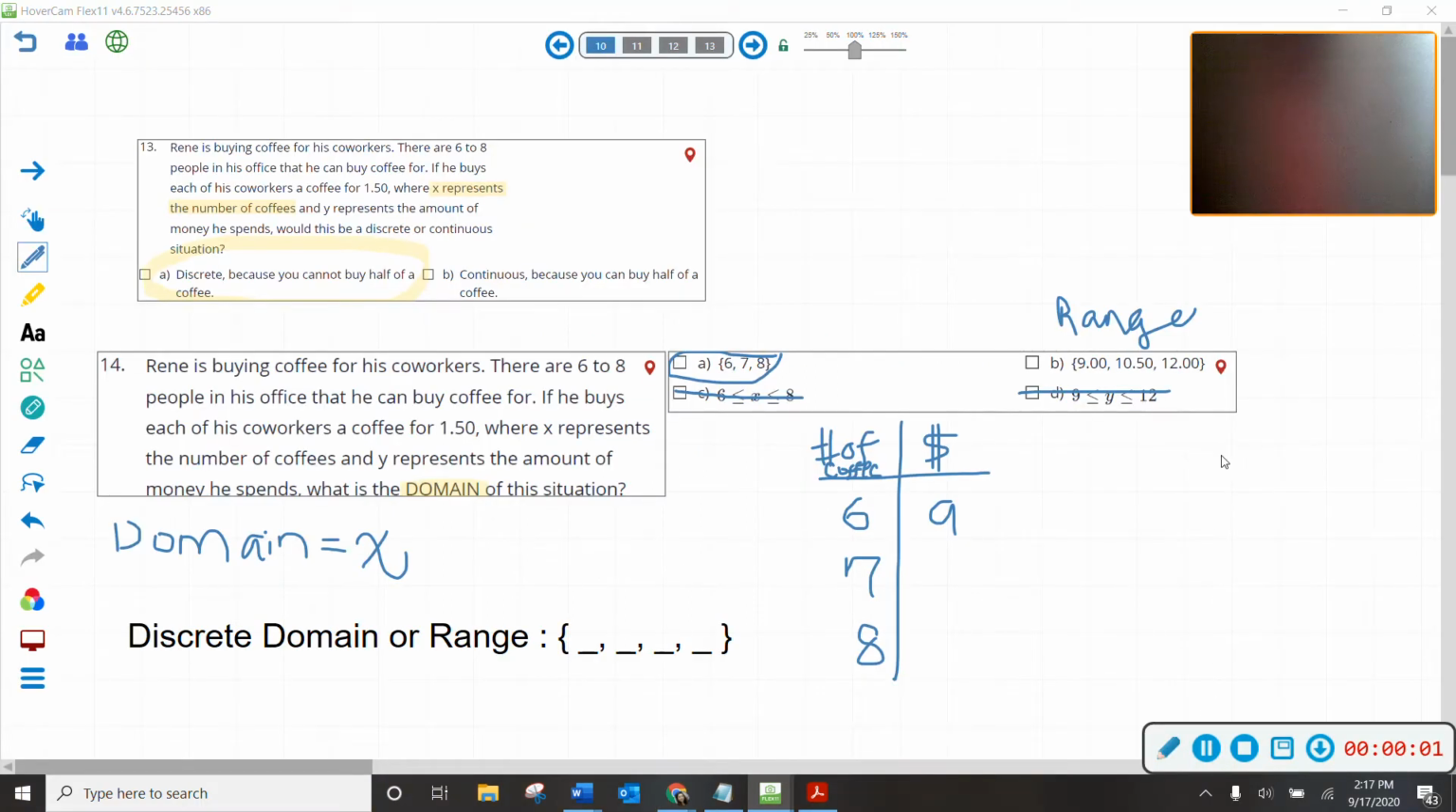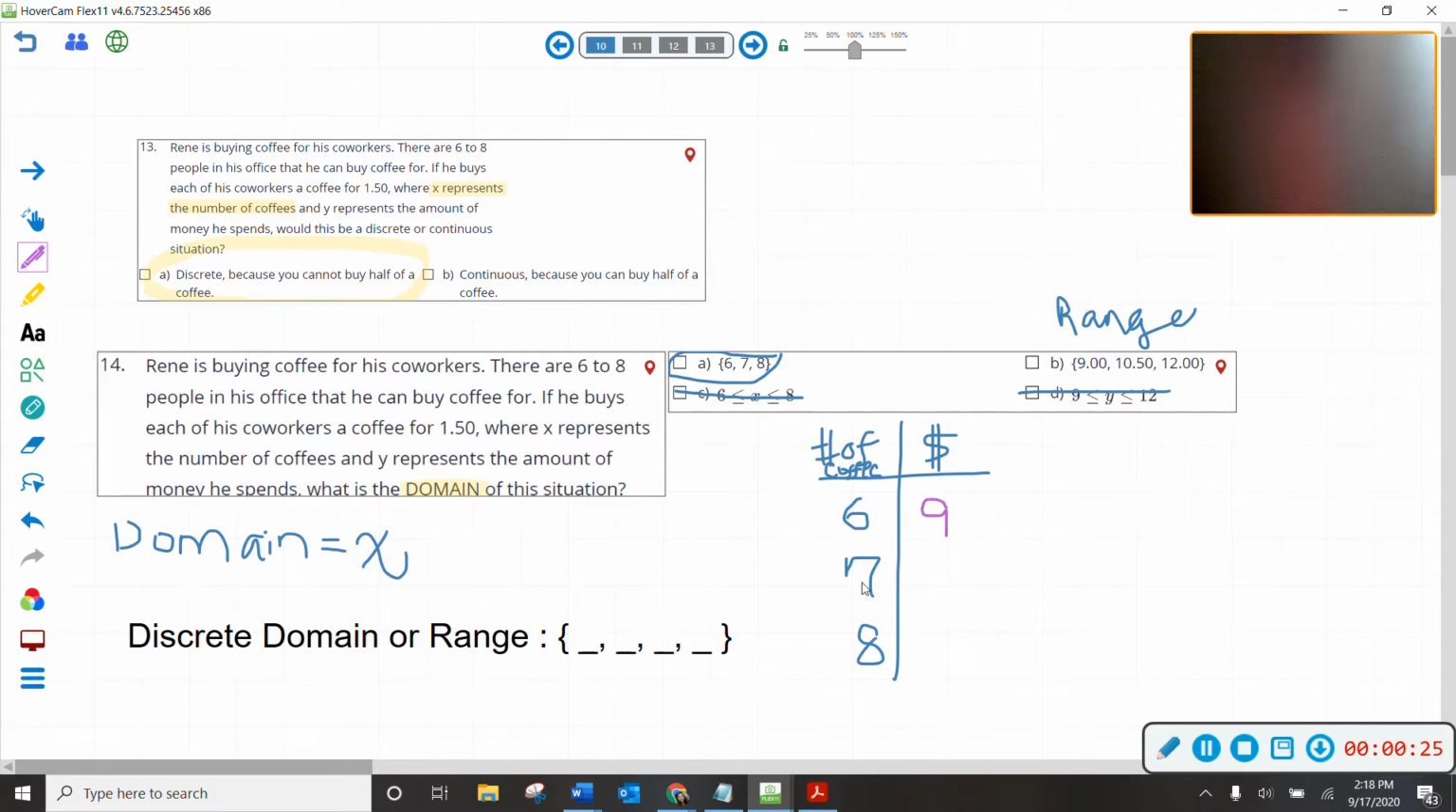Okay, I just want to come back and finish off some of these problems because I know that some of y'all wanted to review more of these. So to continue with Renee's coffee problem, let me erase that and put it in pink. If he bought 6 coffees, that would be $9.